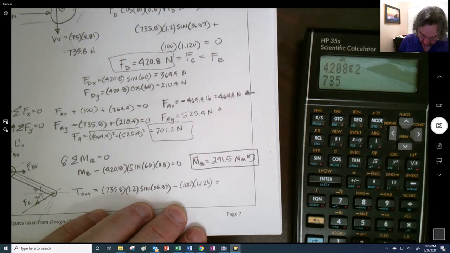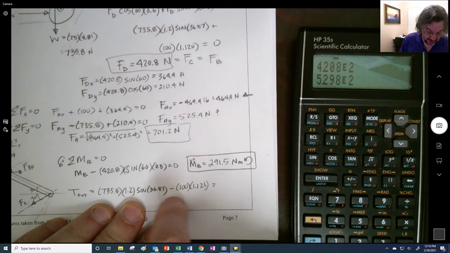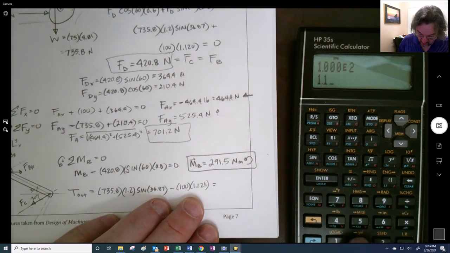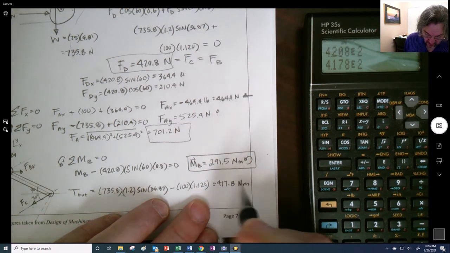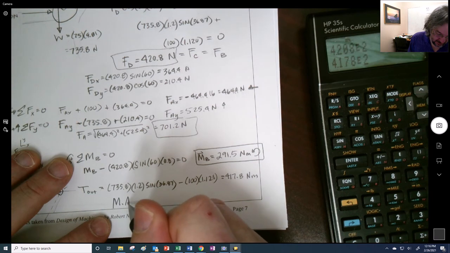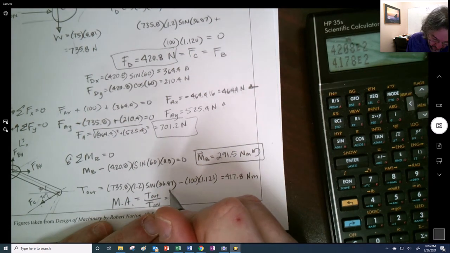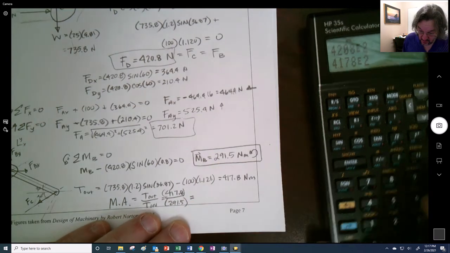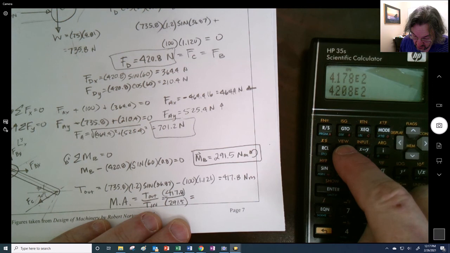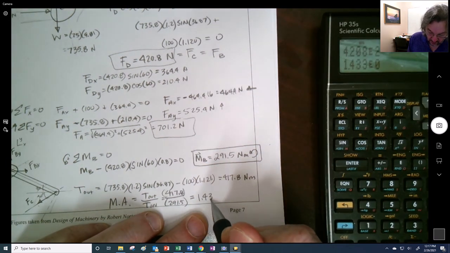Okay, so 735.8 times my 1.2 times my sine of 36.87. Of course, I could just put 0.6. So I get that's 529.8, that part, and I'm going to subtract out 100 times 1.12 and subtract that out. So I say that it's 417.8 Newton meters was what I have. So if I said that there was a mechanical advantage right here, I would say that it's torque out divided by torque in. So the torque out was 417.8 and the torque in was 291.5. So I guess I'll just divide it. I have a mechanical advantage of 1.433.